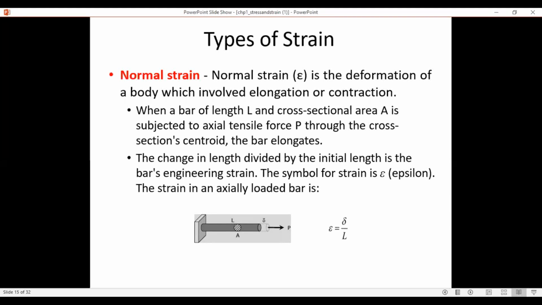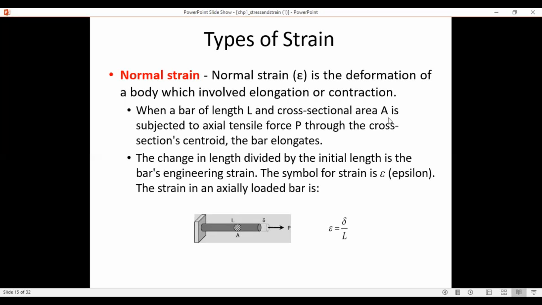When a bar of length L and cross-section area A is subjected to an axial tensile force P through the cross-sectional centroid and the bar elongates, the change in the length divided by the initial length is the bar's engineering strain. The symbol for the strain is epsilon, which looks like a capital E with a curve.